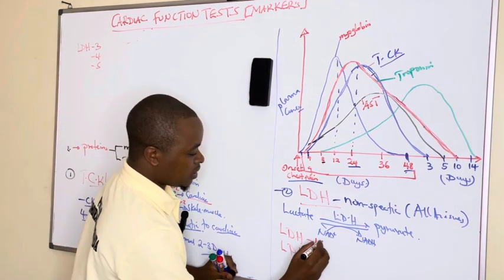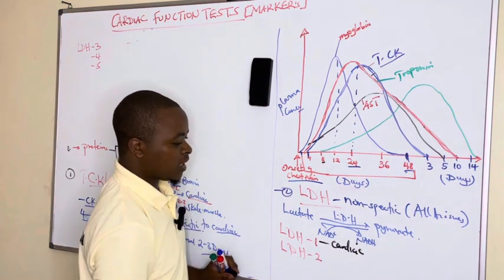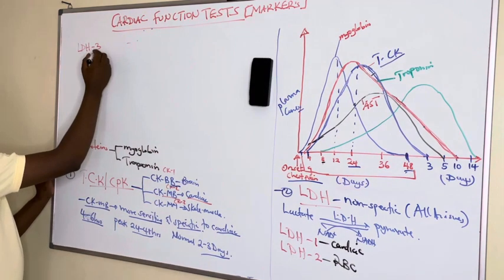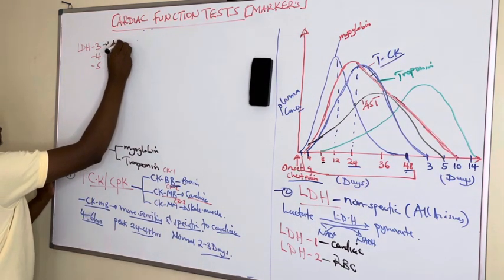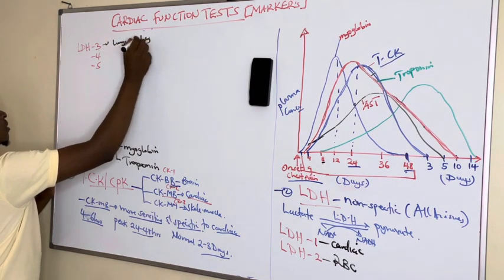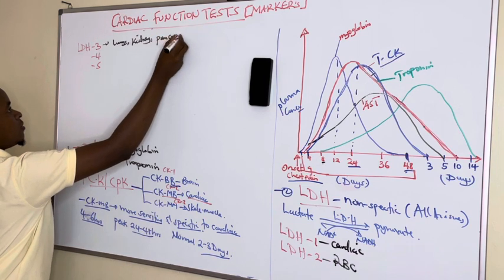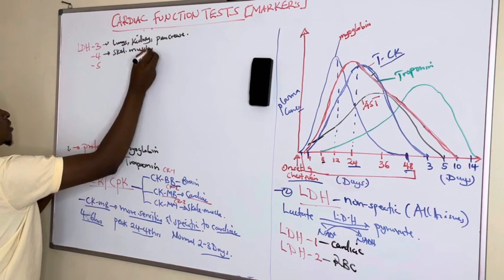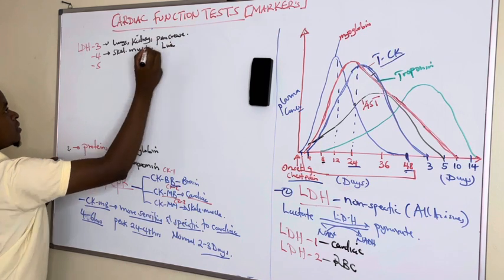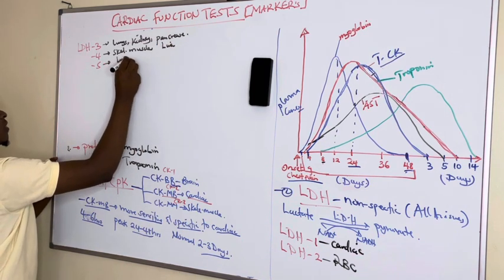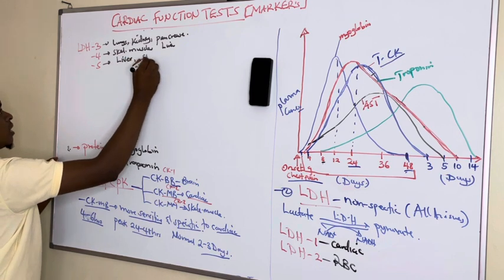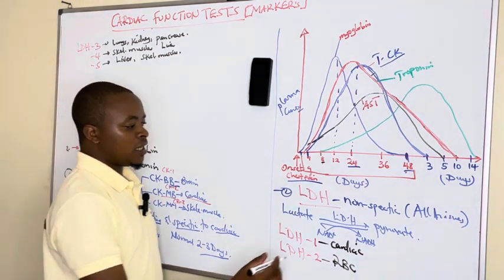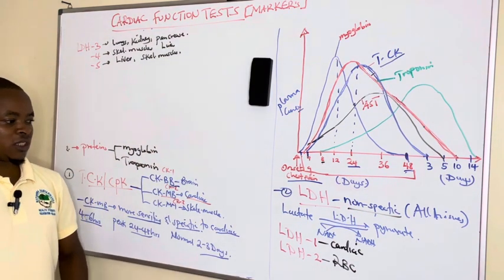LDH1 is specific to cardiac, it is the one found in cardiac muscles. LDH2 is found in the membrane of red cells. Then LDH3 is found in many tissues like lungs, kidney, and pancreas. LDH4 is found in skeletal muscles, and to a smaller extent the liver. Whereas LDH5 is majorly found in the liver cells, that is hepatocytes, and to a smaller extent skeletal muscles. So these are the different isoenzymes. That's why we are saying it is non-specific, because it is found in different tissues.